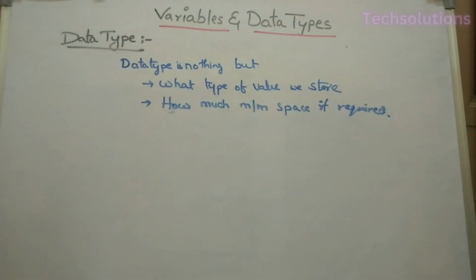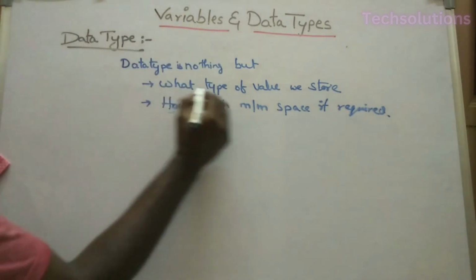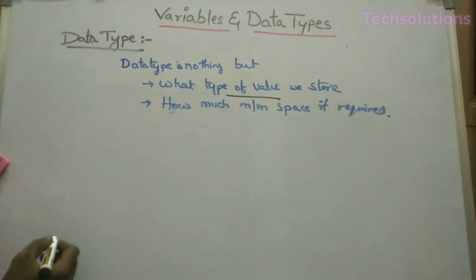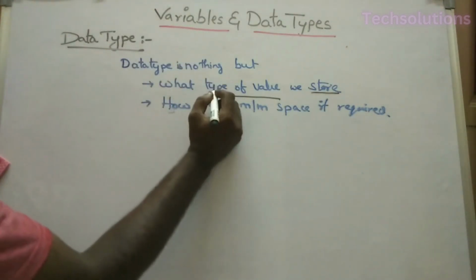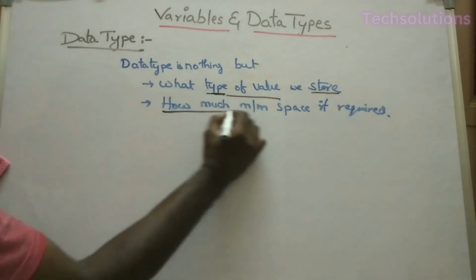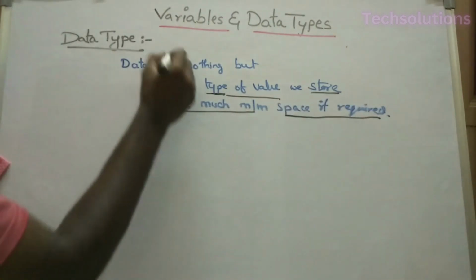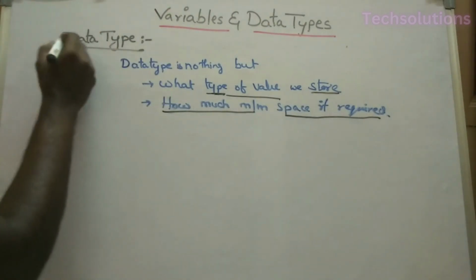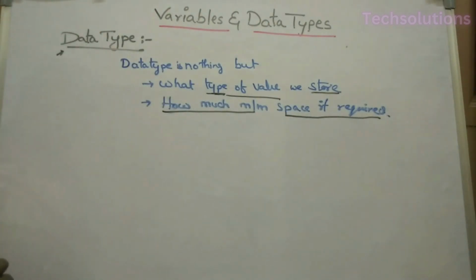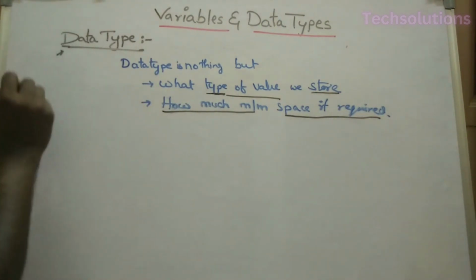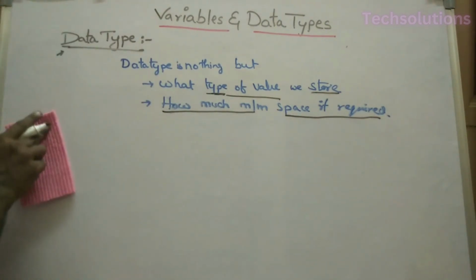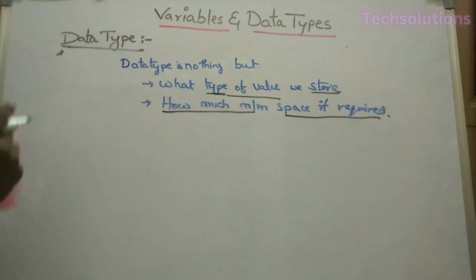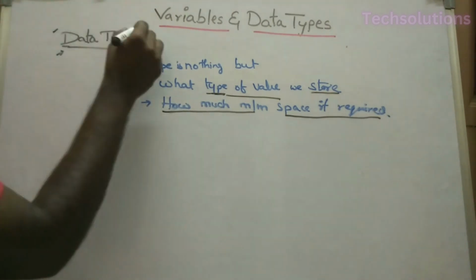How much memory space is required is represented by the data type. Are you clear? The data type represents what type of value we can store in the computer. For a particular type of value, how much memory space will be required to store it is nothing but the data type. The data type is the what type of value we can store and how much space it will require.